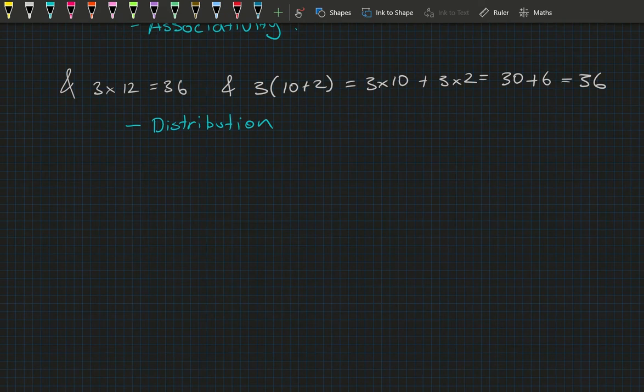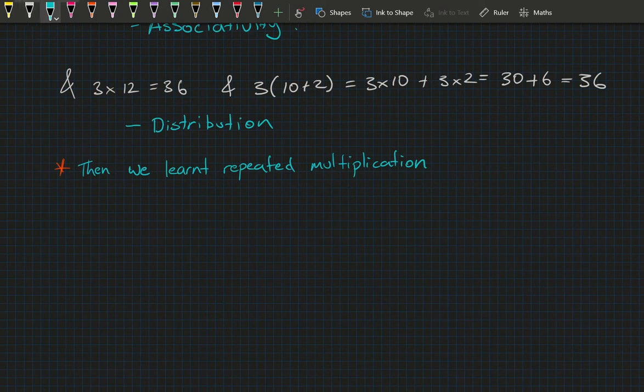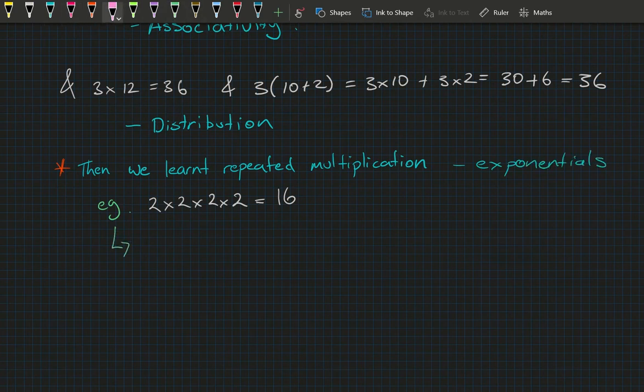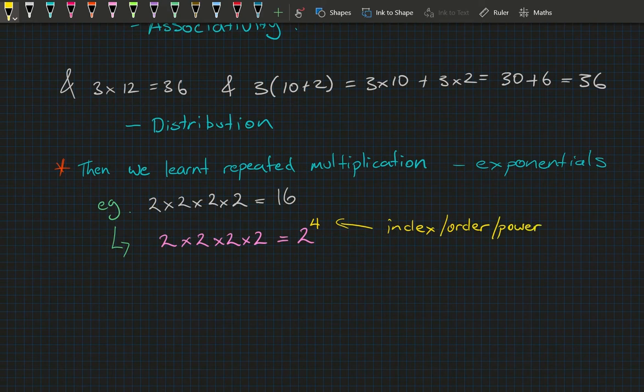Then we started to think about multiplying by the same number over and over again. So for example, if I was to start with $1 in my bank account and my family decides to double it every year, after 4 years, I'd have 2 times 2 times 2 times 2 equals $16 in my bank account. We call this exponentials and came up with a notation, 2 to the power of 4. We can use words like indices, order or power to describe the 4 in that notation. We can use these terms interchangeably, so prepare for that. We call the number that's repeatedly multiplied, in this case 2, the base.